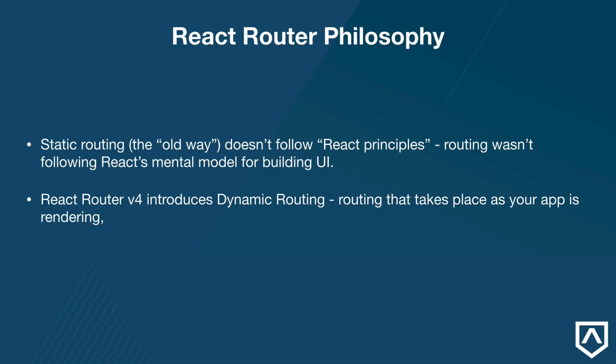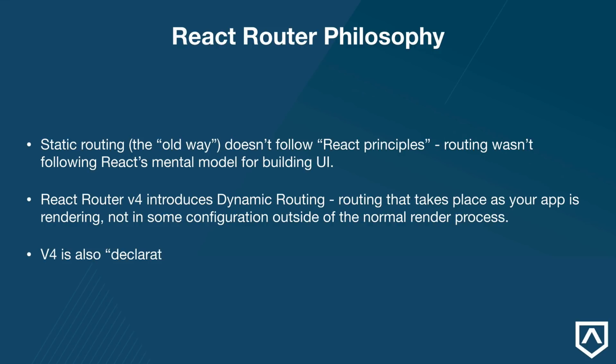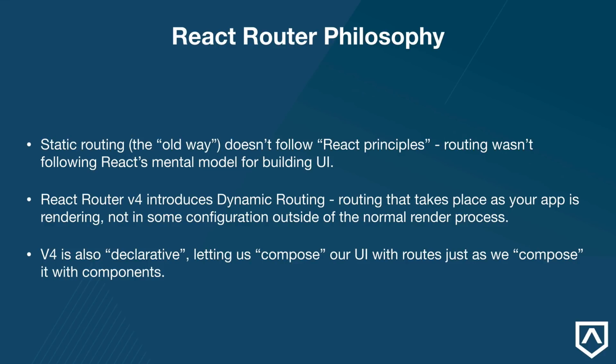What does that mean? Well, they rewrote React Router, and they introduced version 4, which introduces dynamic routing, or routing that takes place as your app is being rendered and not in some configuration outside of the normal render process. This is awesome because it also gives us a declarative way to compose our UI with routes just as we compose it with components. We'll see this more in later videos. Today we're just going to talk about getting started with React Router.